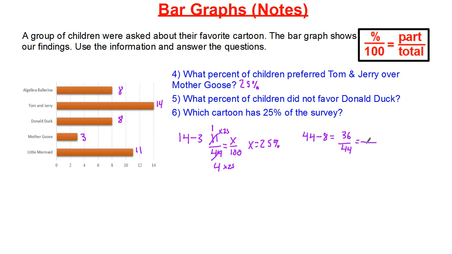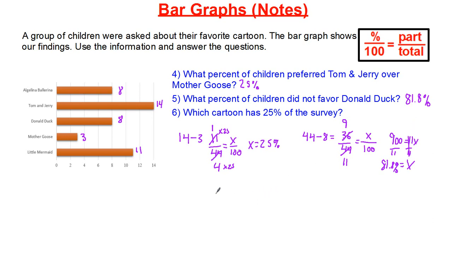So that's going to be equal, well, did not favor Donald Duck. So that equals x over 100. I could simplify this. I could divide the top by 4 to get 9 and the bottom by 4 to get 11. Can't really do anything here, so let's go ahead and cross multiply. 100 times 9 is 900, and that's going to be equal to 11 times x, which is 11x. So divide by 11 and divide by 11. That cancels out. So x in this case is going to be equal to 81.8%. So that'll be 81.8%.